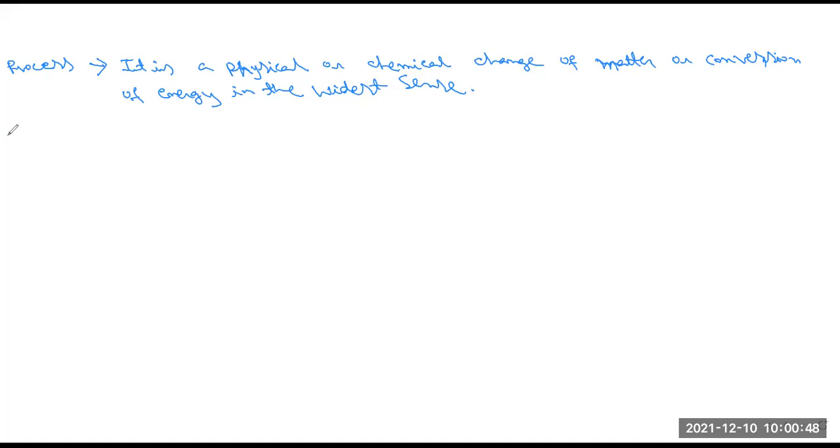Next, number two, controlled condition. What is it? It is the condition of the process.